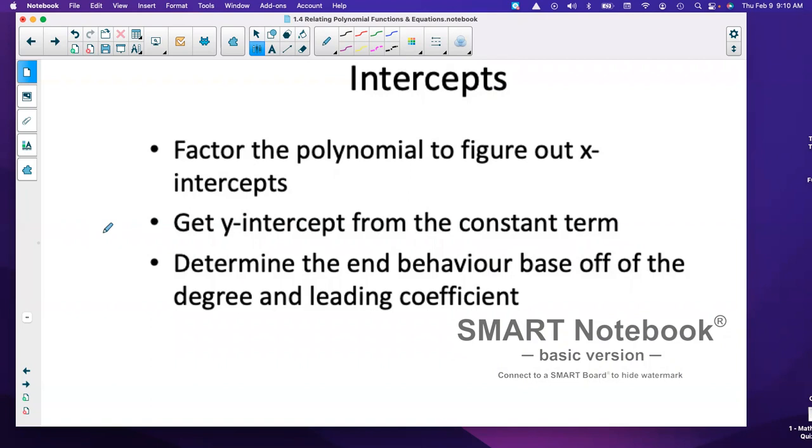So with intercepts, we treat it just like we did with quadratics in grade 11, where if you had a quadratic and factored it, from those factors you could get your x-intercepts. With any polynomial, you can do the same thing. It's just your amount of x-intercepts is going to depend on your degree. So we'll fully factor a polynomial to get our x-intercepts. After that, we get our y-intercept from our constant term, mark all those points on our graph, and then we use our knowledge of our end behavior to figure out where our line should go.